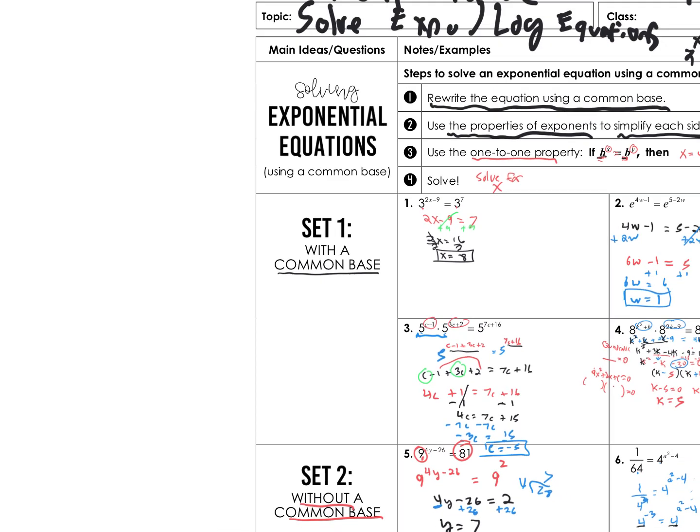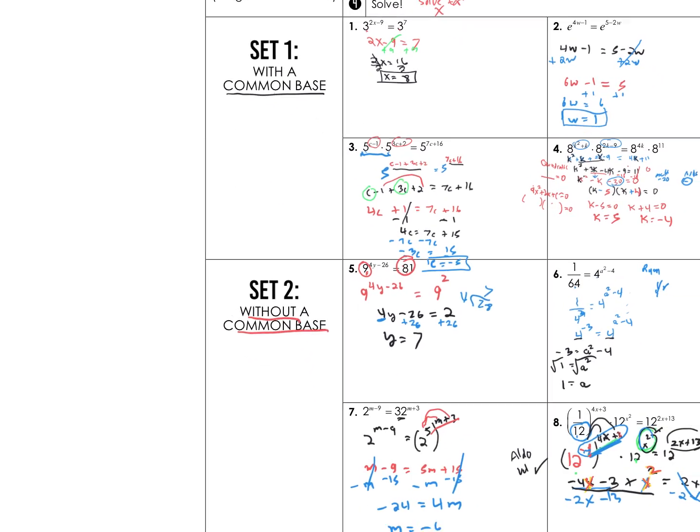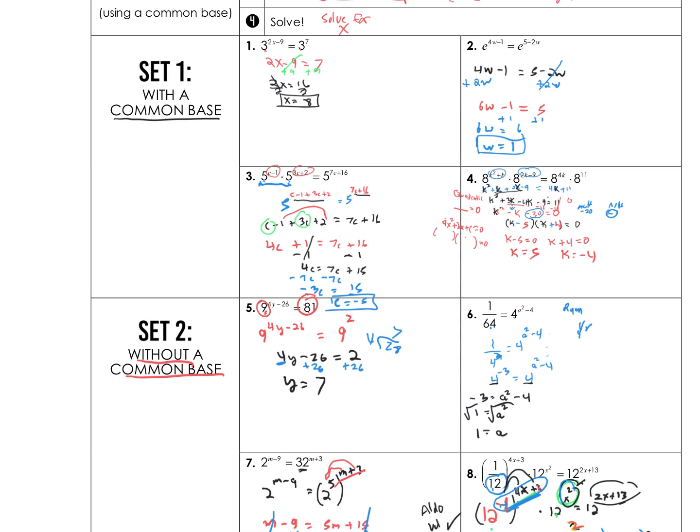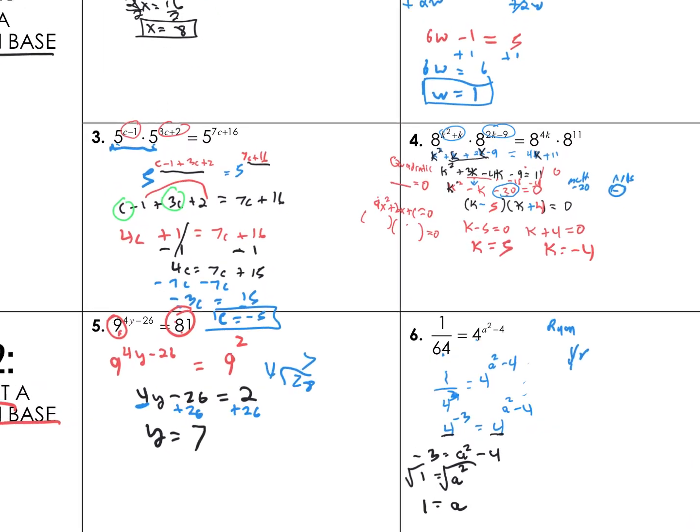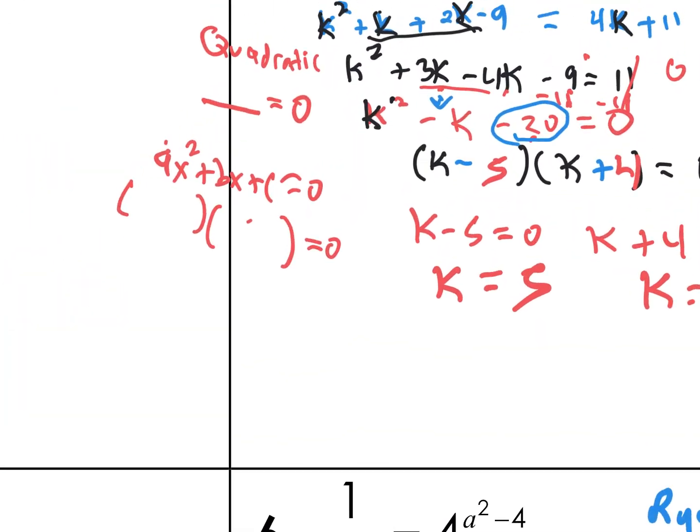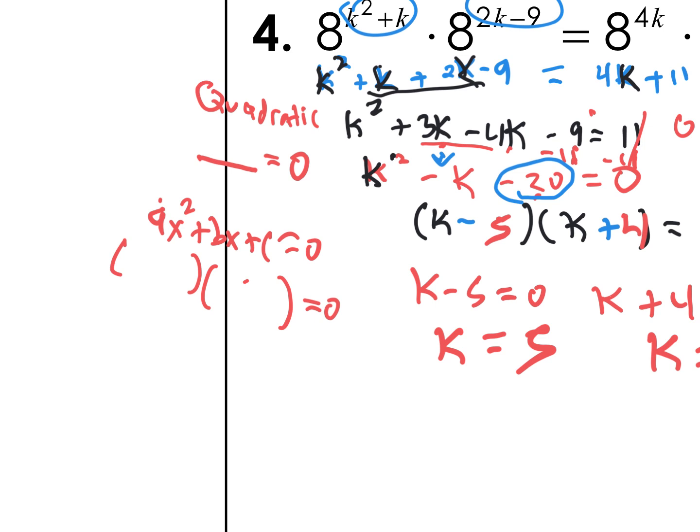It's like this right here. Where did I do it at? I got you. I did it somewhere. I got you, sir. Okay. Where did I write it at? Oh, right here. I wrote it right here.